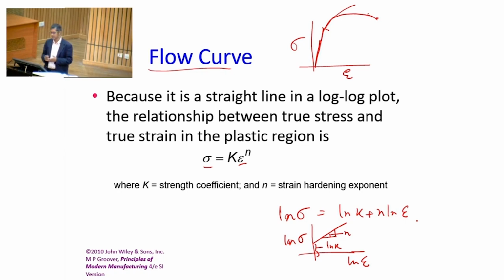I did it in the last lecture, and it is very clear: the slope of the curve of log sigma versus log epsilon provides you the value of n, and n is a very basic material property.